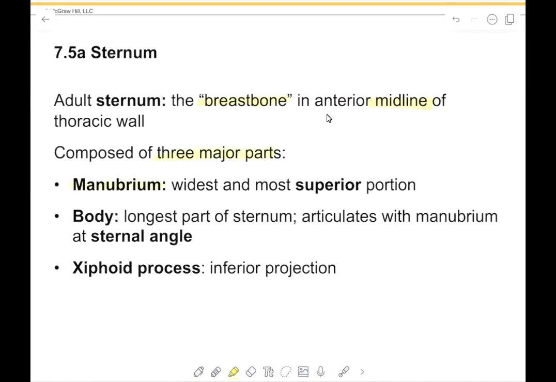The manubrium is the widest and most superior portion. Just inferior to that is the body of the sternum, which is the longest part of the sternum, and it articulates with the manubrium, which is superior to it, and inferiorly is the xiphoid process, the most inferior region of the sternum.